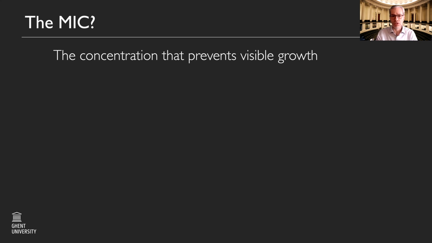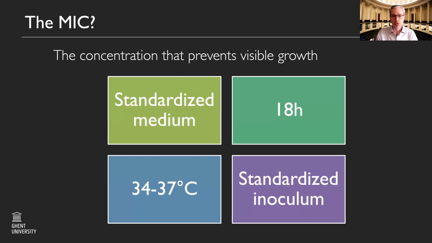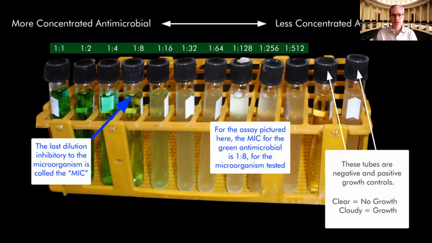Now, the MIC, it's essentially a simple thing. It's the concentration of a drug that prevents visible growth. Now, it's important to realize that for the determination of the MIC, the lab will use a standardized medium at a preset temperature range of 34 to 37, standardized inoculum for only a limited amount of time, so 18 hours typically, not days. So anything that happens beyond 18 hours is not readily reflected in the MIC.